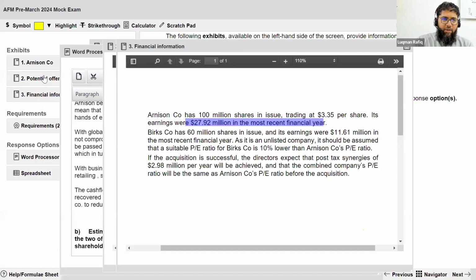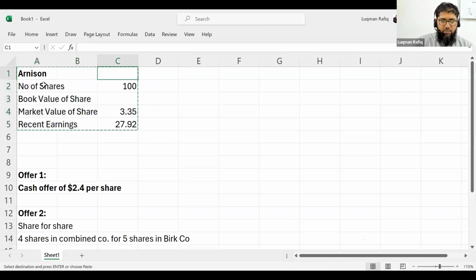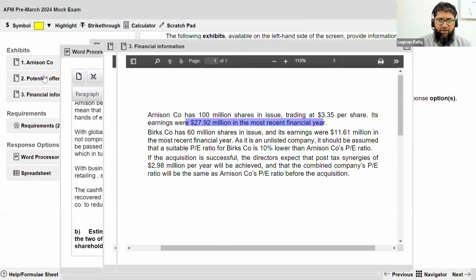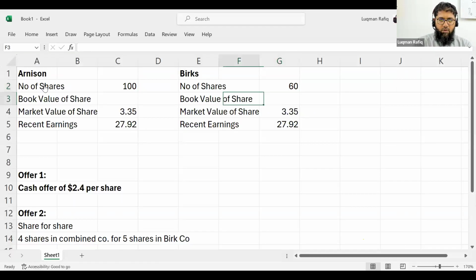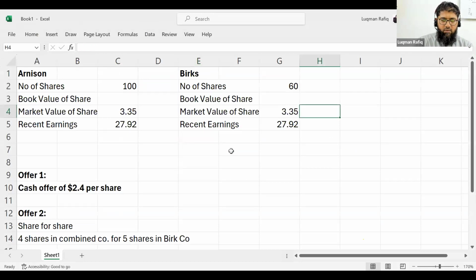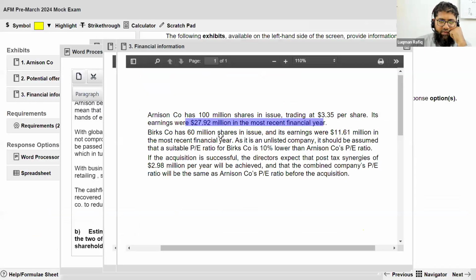So we have the information about the Arneson company. Now, what about Burks company? I'll just copy the whole of it and paste it here. The number of shares are 60 million shares. Its earnings were 11.61 in the recent financial year. It is an unlisted company. It should be assumed that a suitable P/E ratio for Burks company is 10% lower than Arneson's P/E ratio.